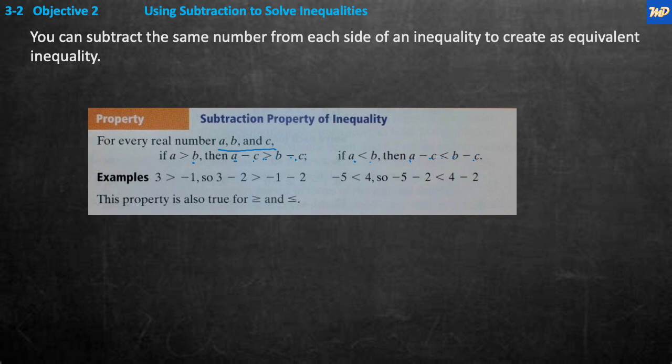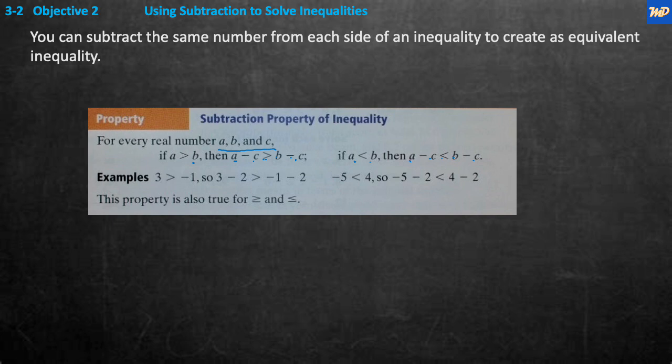And examples, 3 is greater than negative 1. So 3 minus 2, which is 1, is that greater than negative 1 minus 2, which is negative 3? Yes, it is. And negative 5 is less than 4. So negative 5 minus 2, which is negative 7, is that less than 4 minus 2, which is 2? Yes, it is.